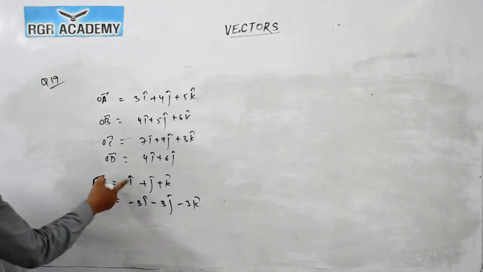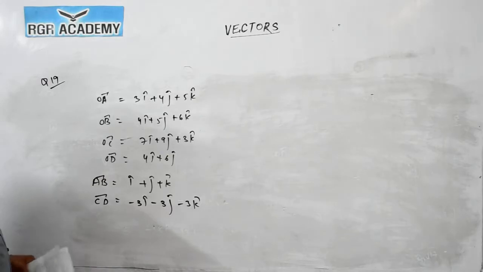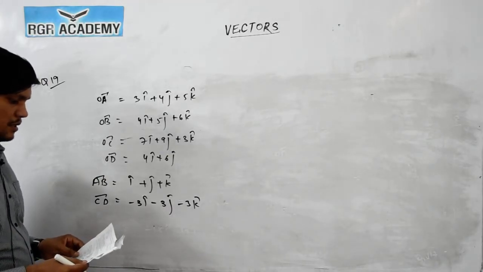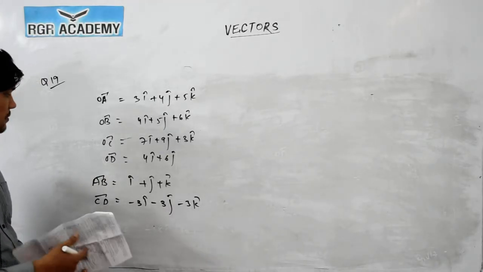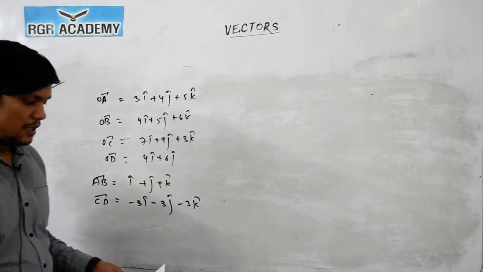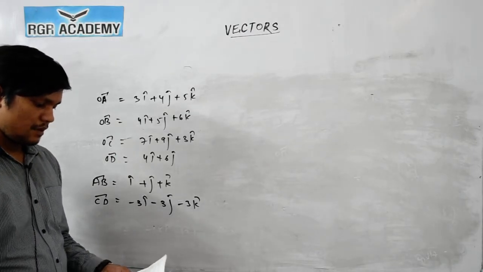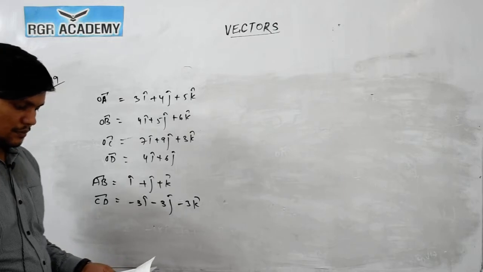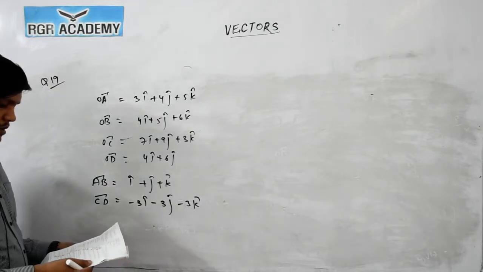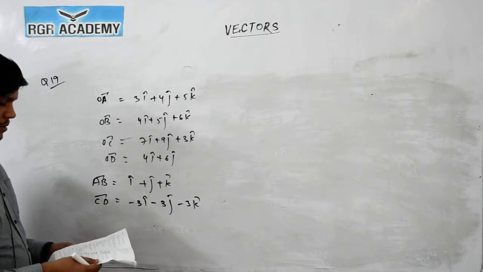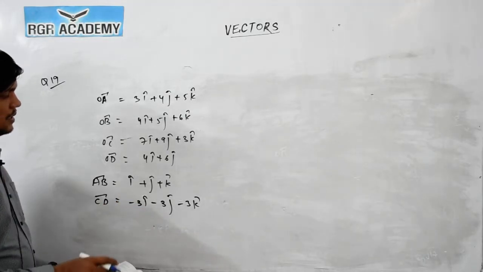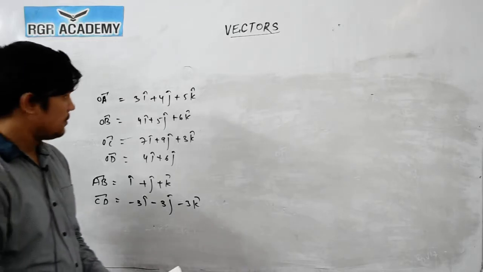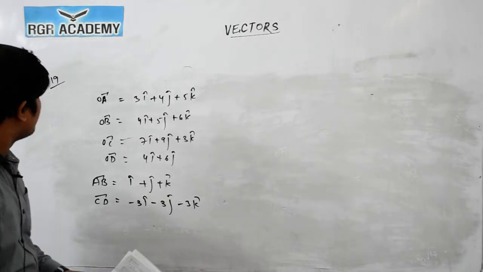So we can say that they are anti-parallel vectors for question number 19. So the answer is anti-parallel. Anti-parallel means the direction is opposite. Now we will move on to question number 20.